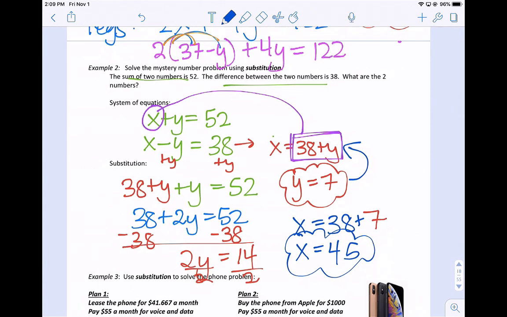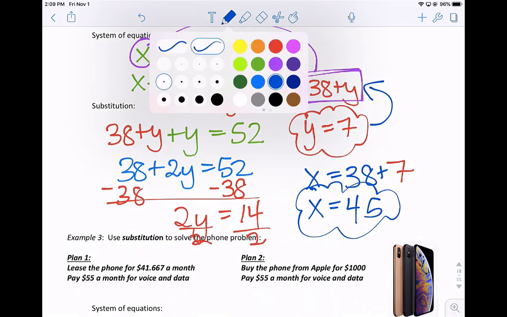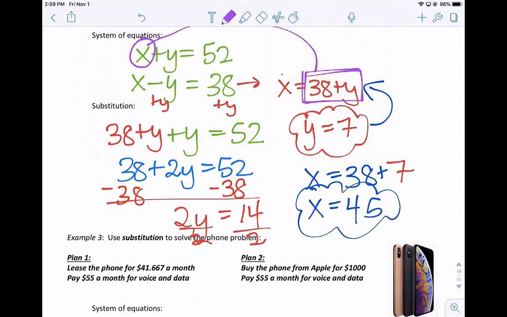Okay, so if we were to graph these two lines, like we did the previous 2 days, these two lines would cross at the point 45, 7. So these are two numbers that the sum is 52 and the difference is 38. So I can write that as an ordered pair, 45, 7. That is where the lines would cross.